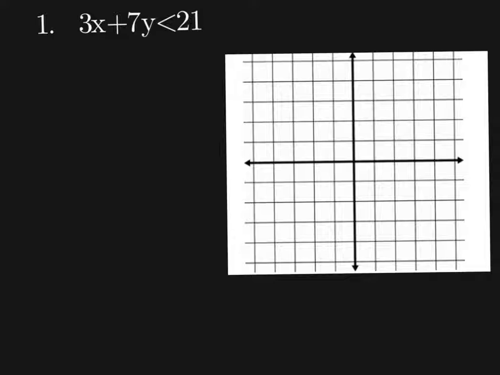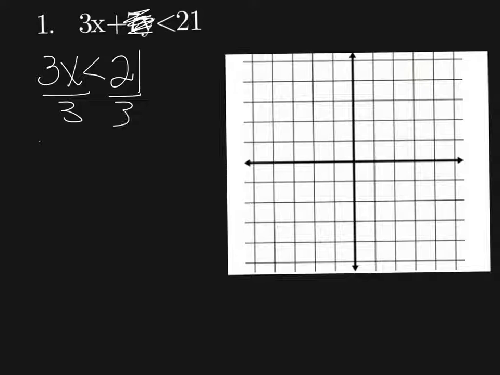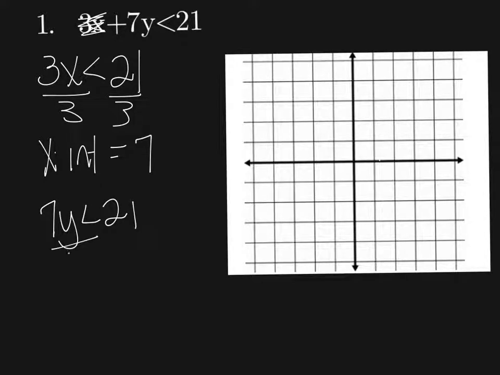All right, so first one. Okay, so first thing I'm going to do is cover up the y term. So I have 3x is less than 21, divide by 3. So my x-intercept is 7. Okay. And now I'm going to cover up my x term, and I get 7y is less than 21, divide by 7, and y is less than 3.